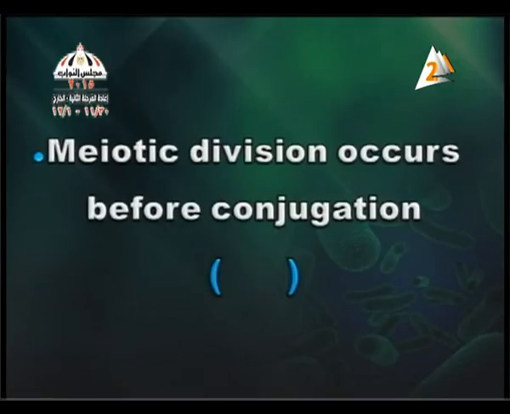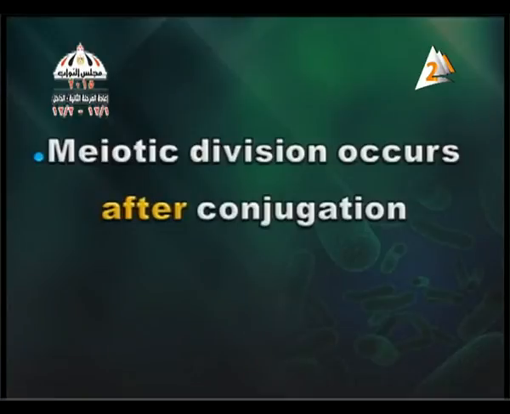Of course, it's incorrect. Meiotic division occurs after conjugation in Spirogyra to return back its haploidy, because the real filament is n number of chromosomes, I mean haploid number of chromosomes.